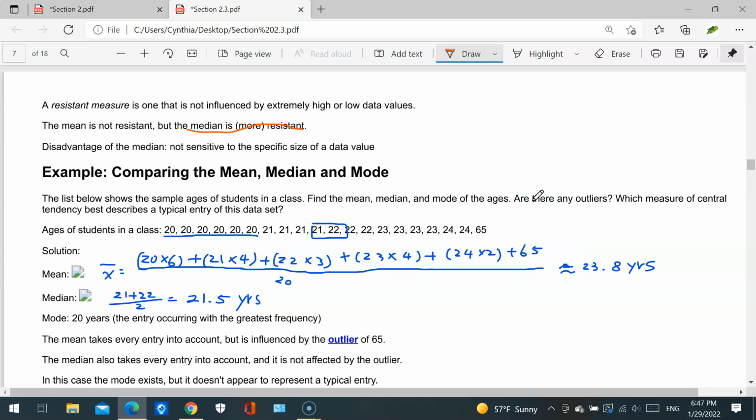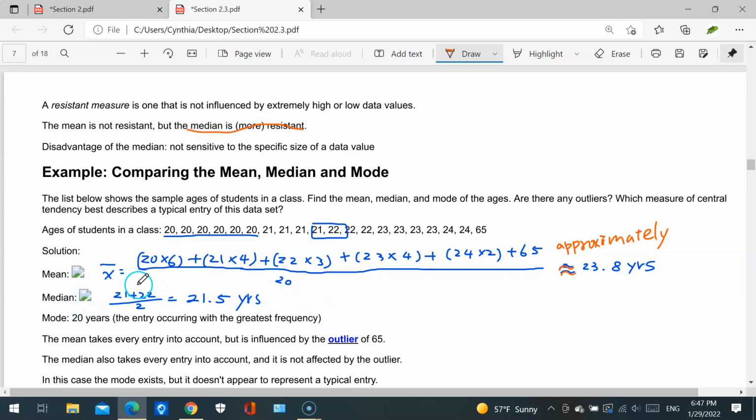I didn't put an equal sign here. I use the curvy symbol, which we call approximately. Approximately 23.8 years.